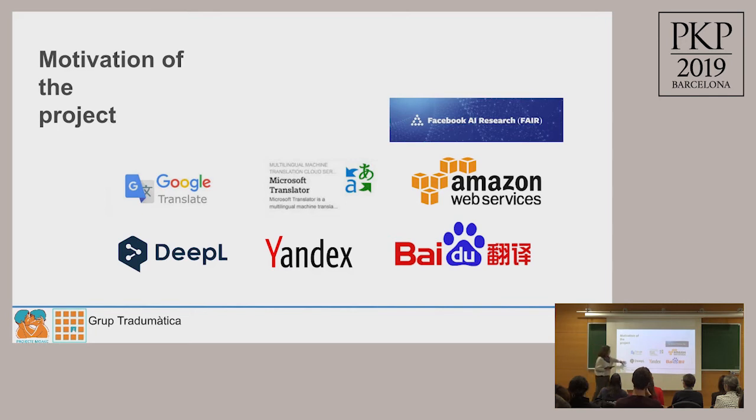DeepL is probably not as well known as the other ones. This is a particular company that works in the field of translation. It is probably the only one, together with Yandex maybe, whose business model is translation and not something different. And Baidu, which is one of the best known in Asia, in China. These are the biggest companies working in machine translation right now, and most of them belong to the North America region or to the Asia region. There is no big European stakeholder here right now.